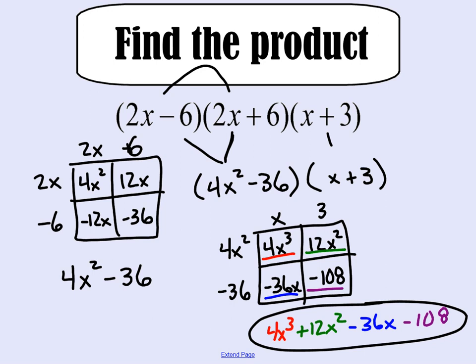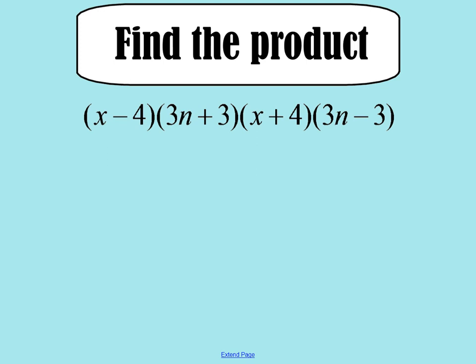Let's go ahead and look at our next example. This one looks confusing, but if we take it similar to how we just did it, it's not too bad. The thing that I'm going to do to make my life easier is I have the x minus 4 and the x plus 4. I'm going to multiply those together first. And then I have the 3n plus 3 and the 3n minus 3. I'm going to multiply those together as well. So what that'll do is cancel out the middle term, so I'll have easier problems to work with.